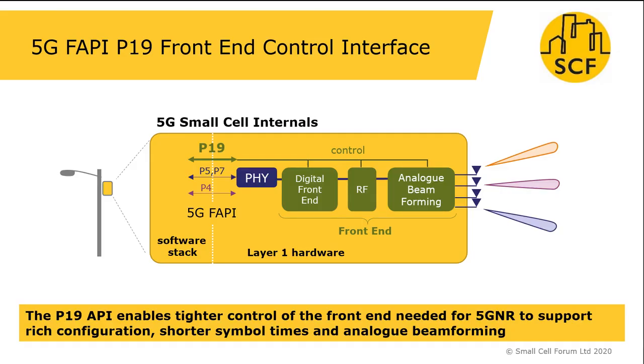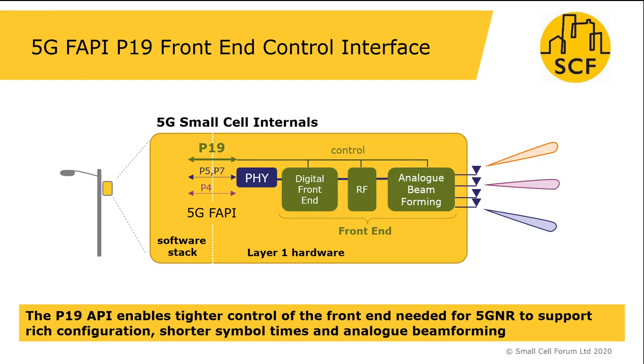During the writing of the 5G FAPI spec, we have identified a need for an efficient management of the front-end assets by the upper stack. The rich configuration options supported in 5GNR, along with shorter symbol times, necessitated a tight control of the front-end unit, which encompasses the RF, the digital front-end, and the analog beamforming blocks. To address the need for tight coordination between the upper stack and the front-end unit, the 5G FAPI specification has taken an approach notably different than its 4G counterpart and introduced the P19 interface.